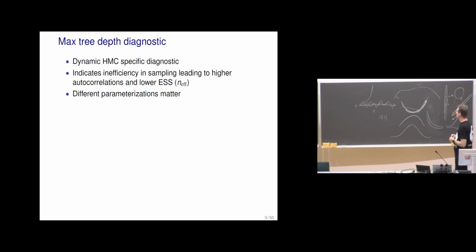There was also, I've already mentioned this, the tree depth, where we are doubling. That's also one that we can use as a diagnostic. If we need to use very, very long simulations, it means that the step size is kind of small, but it can also depend on our parameterization being such that we were not able to learn a good mass matrix, for example.